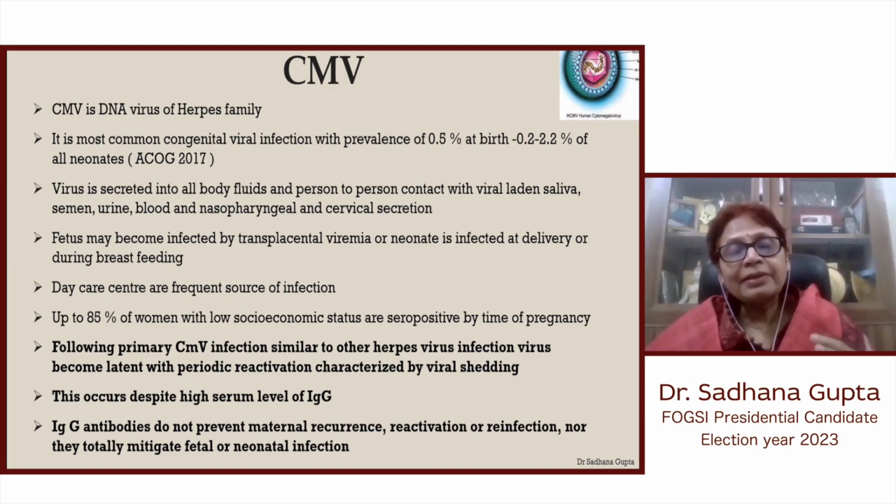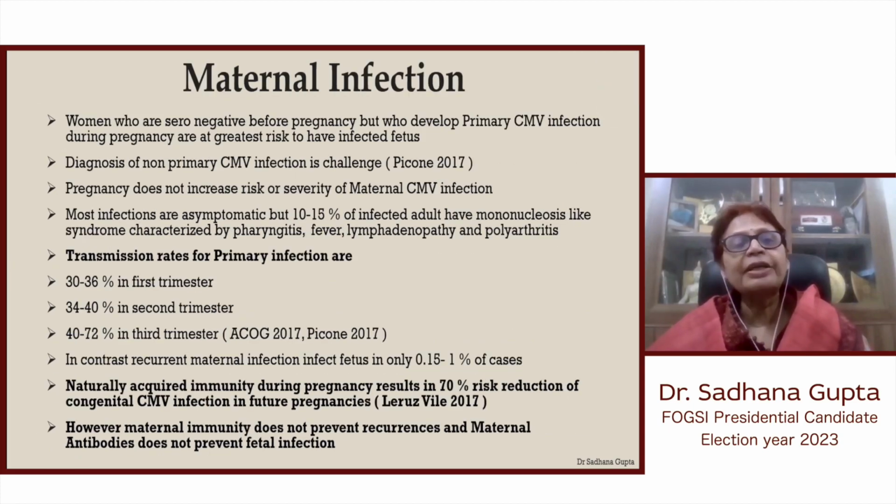It is important that a patient can have IgG antibodies, but they do not prevent maternal recurrence, reactivation or reinfection. Diagnosis of non-primary CMV infection is challenging. The important thing is that primary infection is more crucial, and it can have an adverse effect on the fetus. In non-primary infection, fetal infection and effect are not that high. It is again trimester-wise, and naturally acquired immunity during pregnancy results in a 70% risk reduction of congenital CMV infection in future pregnancies.